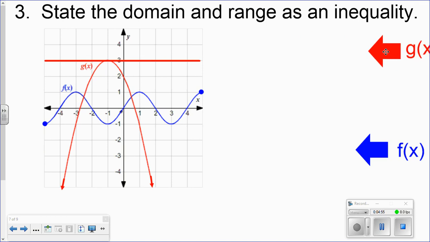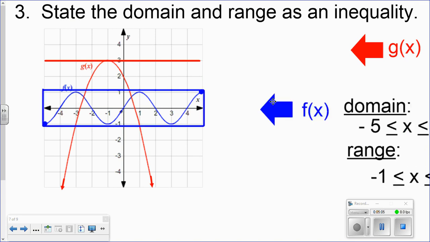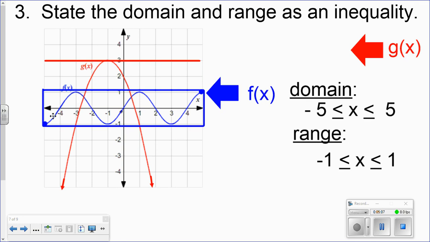The f of x, which is the blue line here, we're going to make our box sort of around it to help us identify the domain and range. So our domain goes from -5 to +5, including those. And our range is from -1 to +1. That's the top and the bottom.